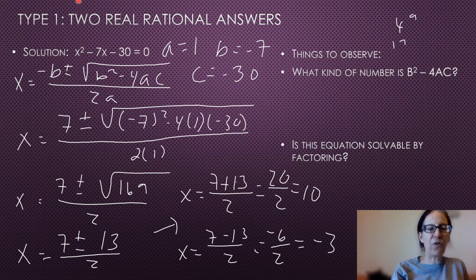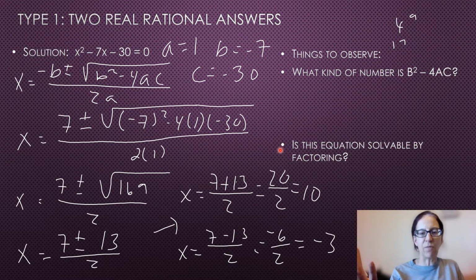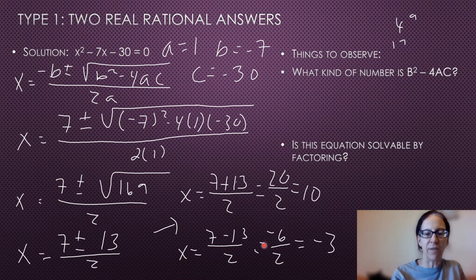Okay, so first thing is let's confirm the answer types. So I have 2 answers. There they are, 10 and -3. They are real numbers. There's no i involved in that. And they are rational. Both of those could be written as fractions. You can see them written as fractions.